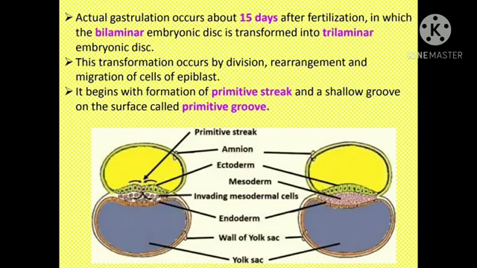Now, actual gastrulation occurs about 15 days after fertilization, in which the bilaminar embryonic disc is transformed into the trilaminar embryonic disc. This transformation occurs by division, rearrangement, and migration of cells of the epiblast. It begins with the formation of the primitive streak and a shallow groove on the surface, which is called the primitive groove.